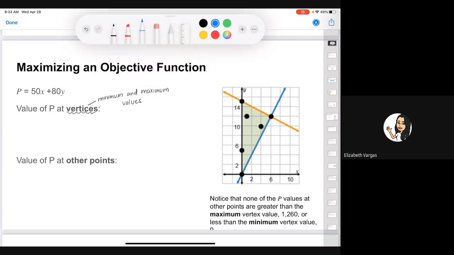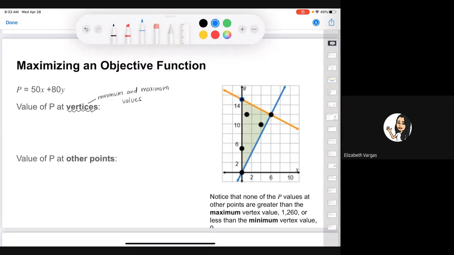And what are the vertices? The vertices in any shape are going to be those on the outer region. So all these blue ones would represent our vertices. The other points would be those on the inside. So the vertices are going to be those on the outside, and the other points are going to be those on the inside. And if I wanted to, I can plug it into my objective function.